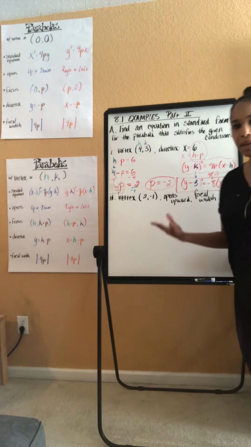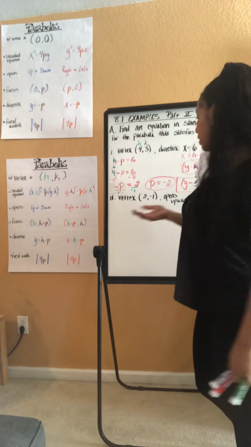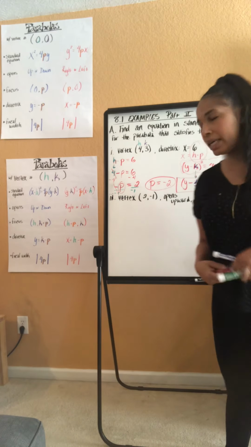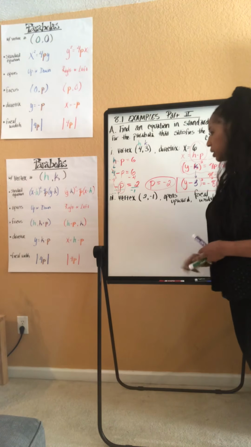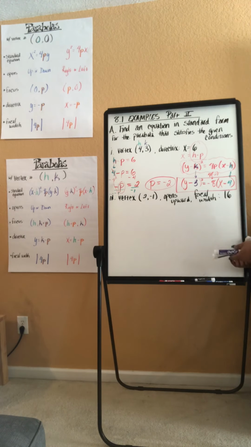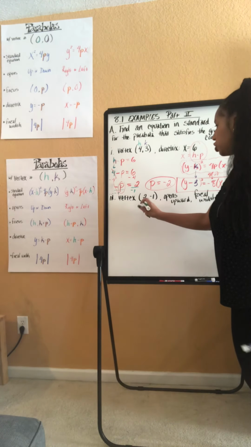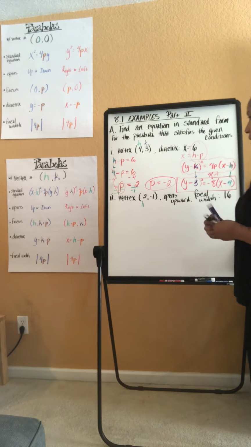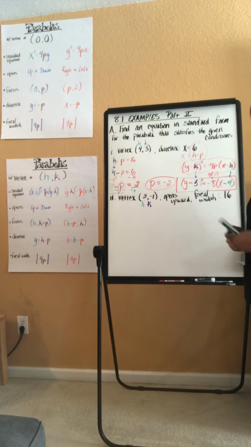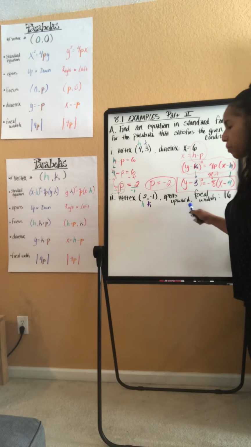You'll notice I skipped A2. That is because it is a star. It will be sent to you on Google Classroom and Remind. So you guys try that. And then we're on to number 3. Again, I have the vertex. The vertex is my h and my k. This time they don't give me the directrix. They tell me that it opens upward.